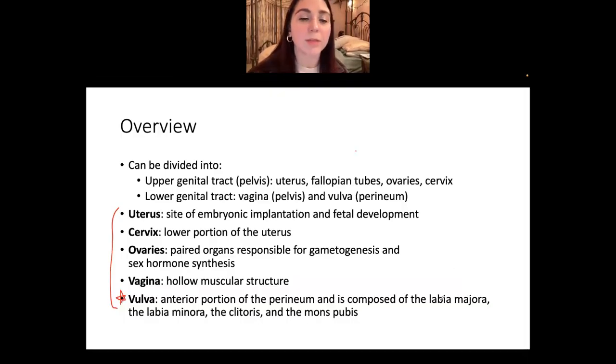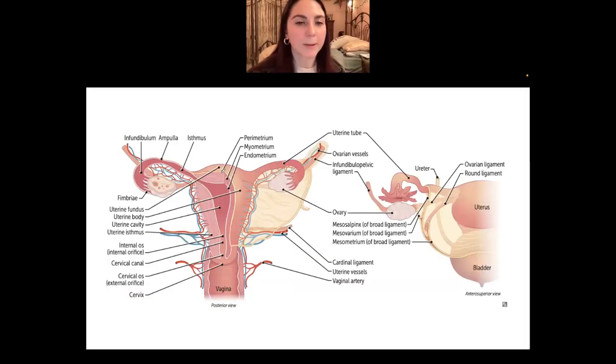This is going to be important this year for those analogs. Like, what is the male analog of the labia majora? What's the male analog of the labia minora? And so on.